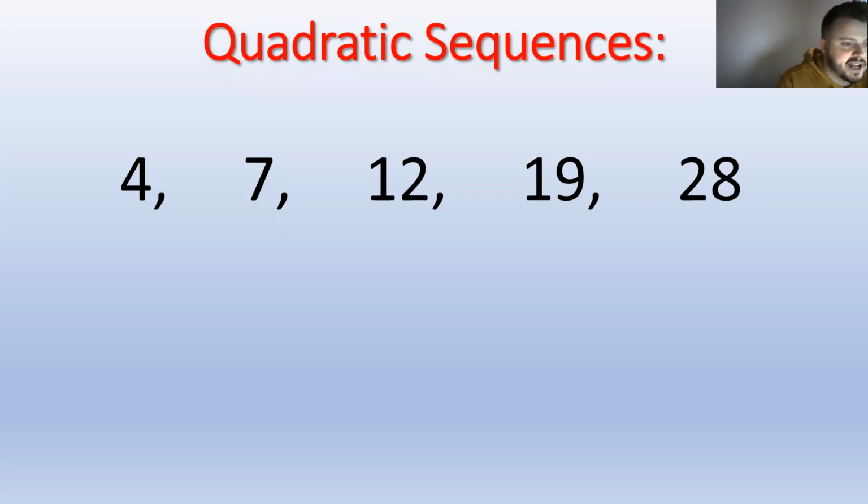Okay, so let's talk about this sequence on the screen. We've got 4, 7, 12, 19 and 28, and I want to find out the nth term of this sequence. So the first thing I need to do is figure out the difference between the numbers in the sequence. So from 4 to 7, I've got a difference of 3, haven't I? 5, 6, 7. I have a difference of 3. And then from 7 to 12, I have a difference of 5. And then from 12 to 19, I have a difference of 7. And then from 19 to 28, I have a difference of 9.